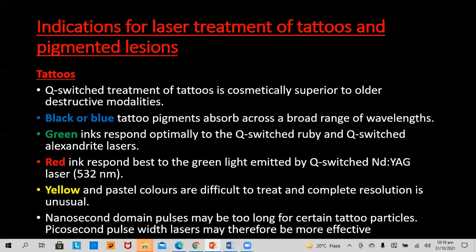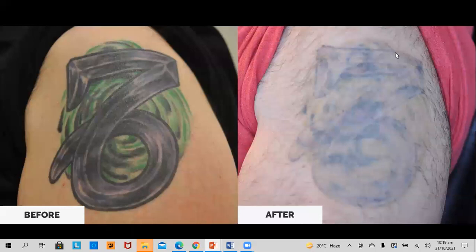So the nanosecond domain pulses may be too long for certain tattoo particles, and hence picosecond pulses are developed in pico laser, which is more effective in treating tattoos as compared to QSwitch. So these are a few images of before and after treatment with a pico laser or QSwitch laser. The endpoint of such treatment is white color frosting over the lesion.